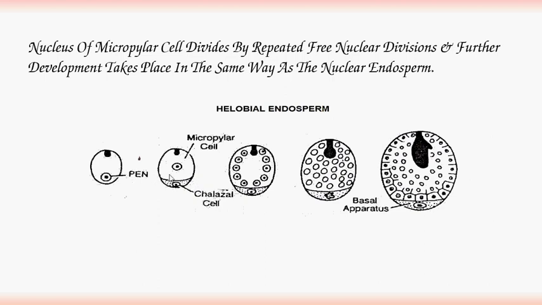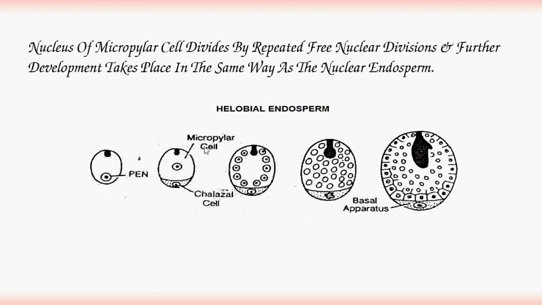So the first mitotic division is followed by cytokinesis. As a result, two types of cells are formed, that is micropylar cell and chalazial cell. The micropylar cell is present towards the micropyle, and the chalazial cell is present towards the chalaza. This chalazial cell does not undergo any division. Later it develops into a slender projection, which helps in absorption of nutrients to supply the endosperm.